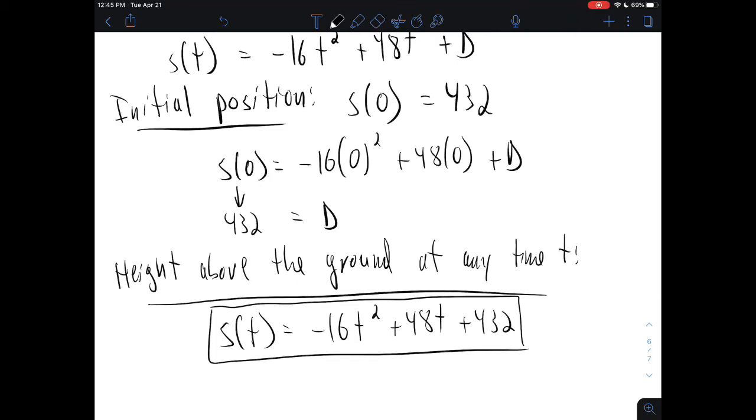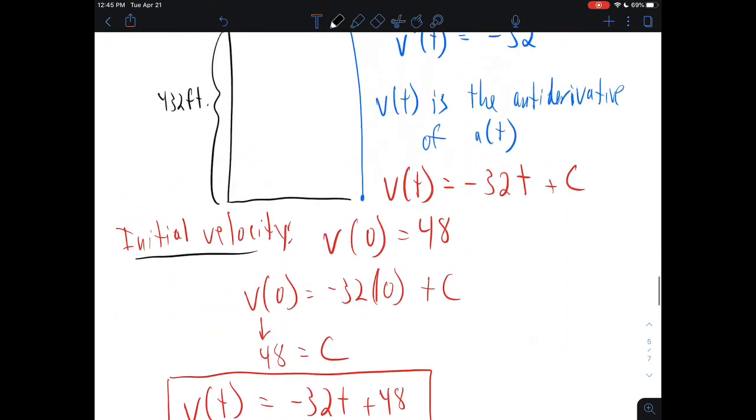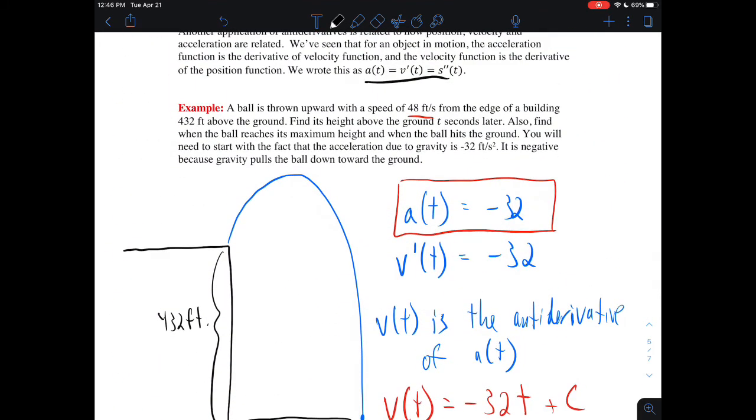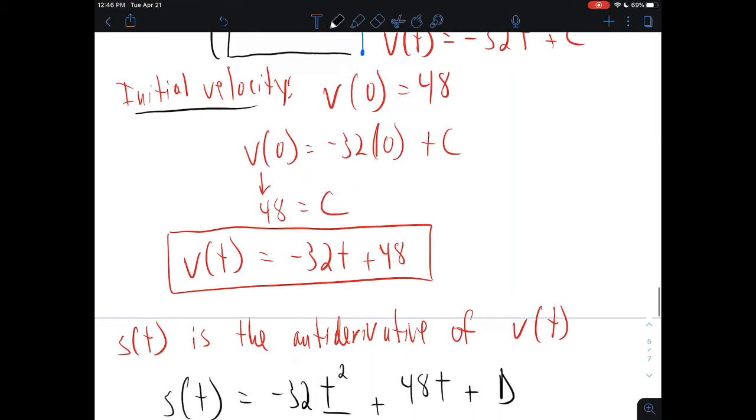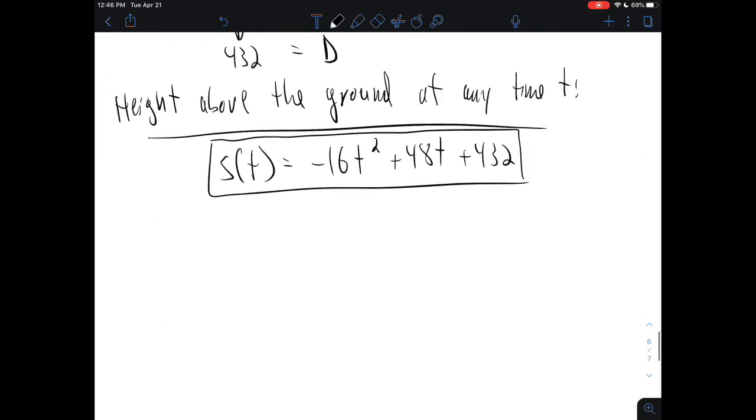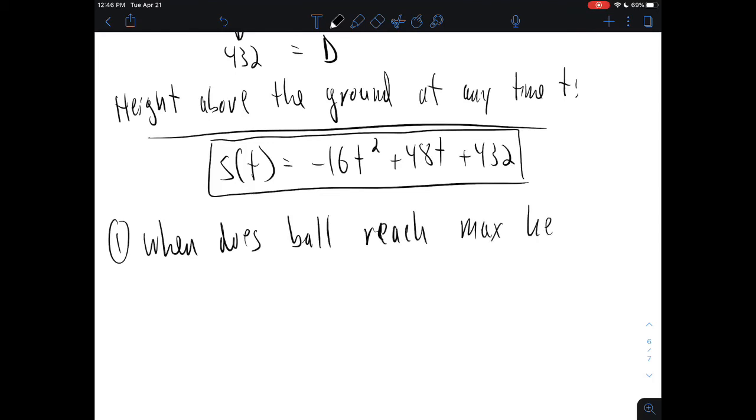So now let's use this to answer the final couple of questions. So the next question that we had was, find when the ball reaches its maximum height. So there's a couple of ways that we can figure this out. So when does the ball reach the maximum height? We could think back to what we did in a previous section and find the extreme value of this function. That means take the derivative, find critical points.